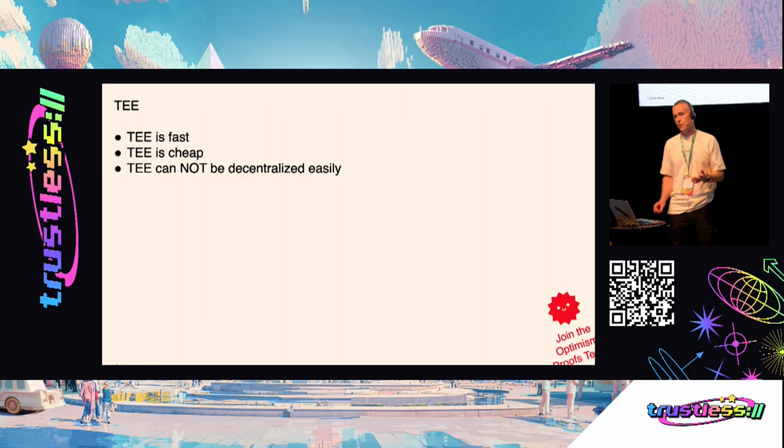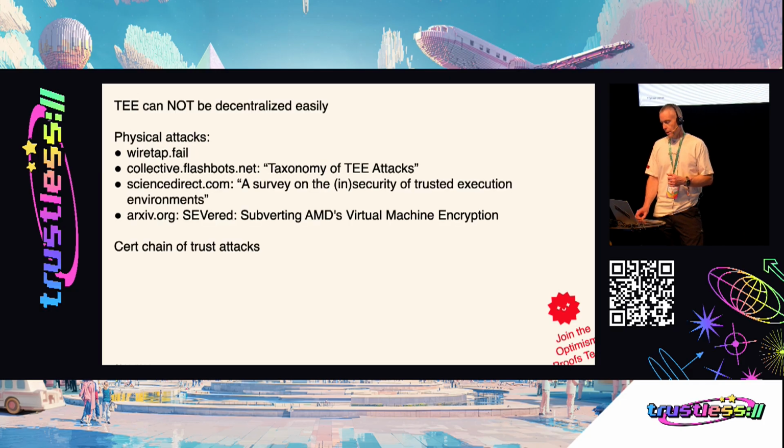There's also TEEs, that's another option. Very fast and cheap, but it cannot be decentralized easily. So for a single proof type, this is a bit problematic. I mean, it might actually be suitable in some cases for some chains, but I think as a general case, it's not a good suggestion on its own. The reason why it can't be decentralized easily is because you have these physical attacks. So you have to trust the operator. I think this is fairly well known, but there are some links to follow up on if you're interested.